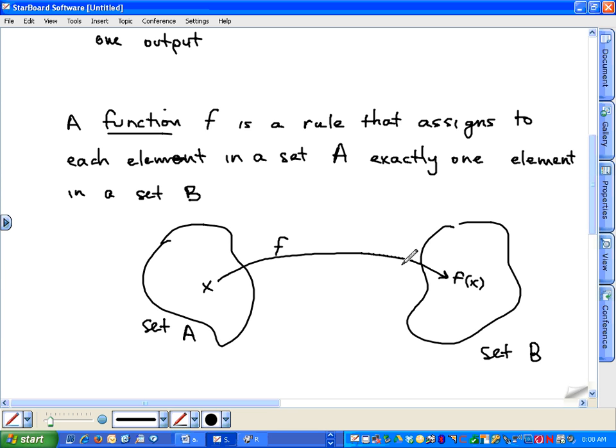Okay? If you want to think about this set in different terms, this could be called the domain. The domain is the set of all inputs. So what could this set over here be called? Range. The range.